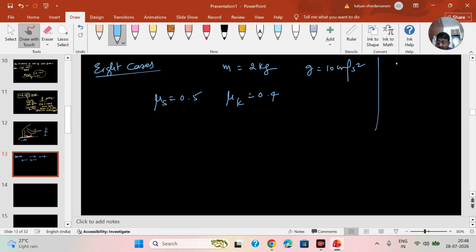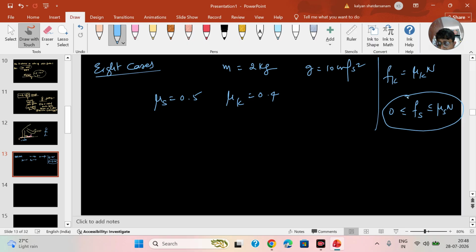Just as a recap, I'm telling you kinetic friction has got a straightforward simple formula, mu k N. Static friction is a nightmare. There is no formula, but I can tell you it lies between 0 and its maximum value. The maximum value is given by mu s N. So static friction lies between 0 and its maximum value. If it doesn't lie there, it cannot be static friction.